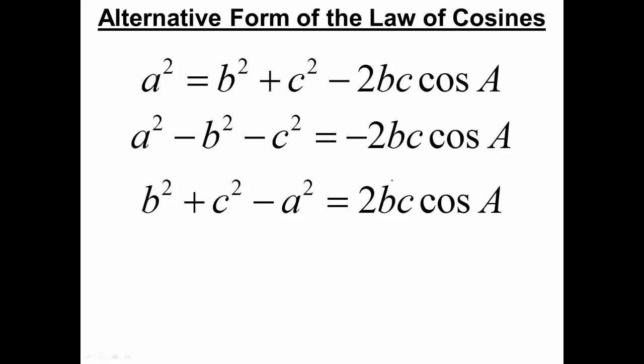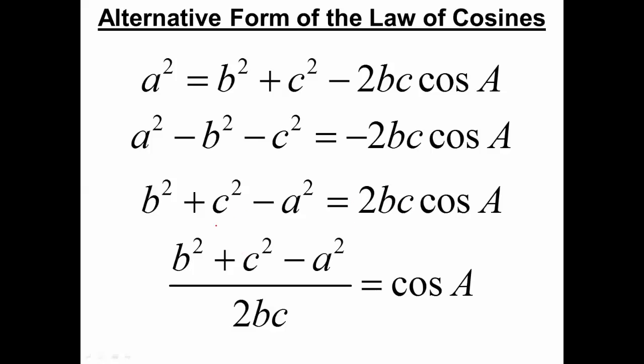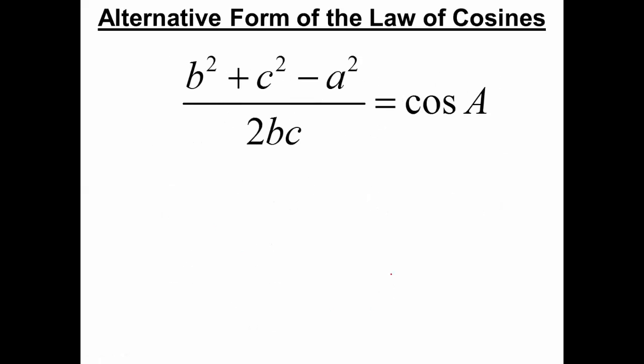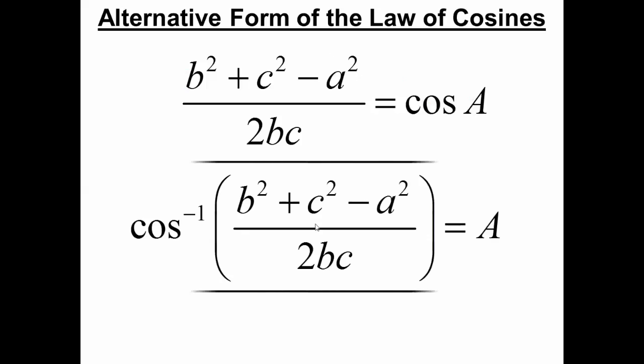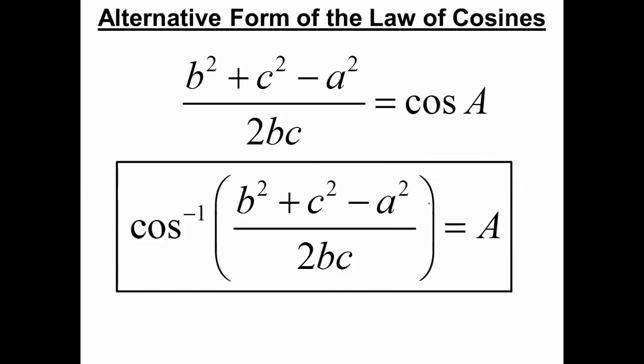Now I can divide by 2bc, so 2bc goes away over here, and it pops up in the denominator on the left side. One more step, get A by itself by simply moving the cosine to the other side as an inverse cosine. So this is a common way to write the formula, although keep in mind it's not necessary. As long as you have the original form of the formula, you can just work through this every single time. Inverse cosine of b squared plus c squared minus a squared over 2bc.